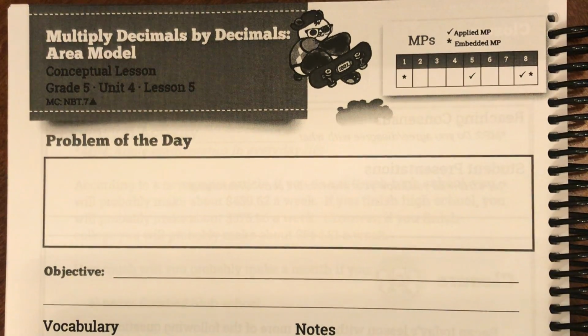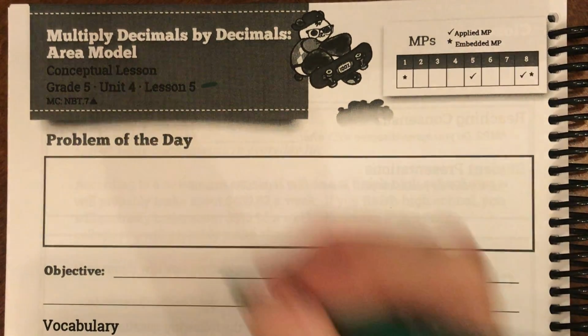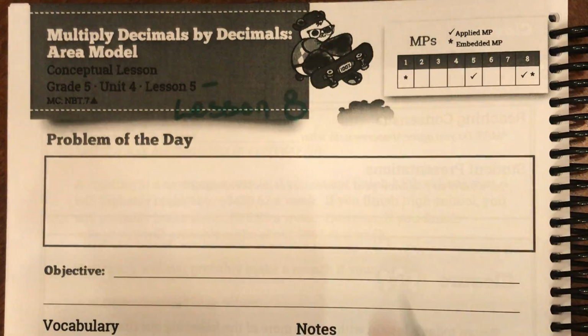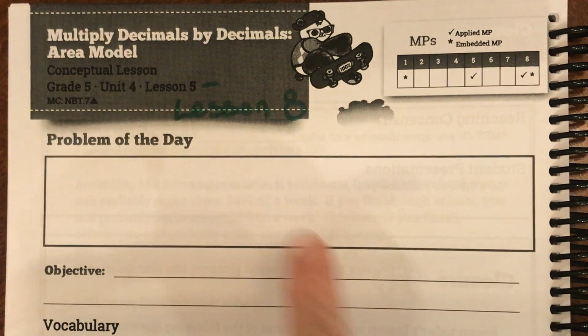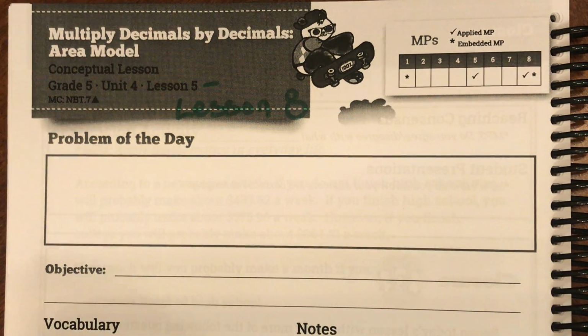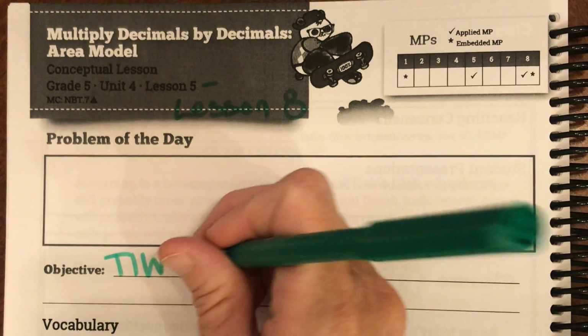Page 253. It says up here that we're doing lesson 5, but what we're going to talk about today is going to go all the way through lesson 8. So we're going to use the same topic, and I know it's hard to see there, but lesson 5 through lesson 8.